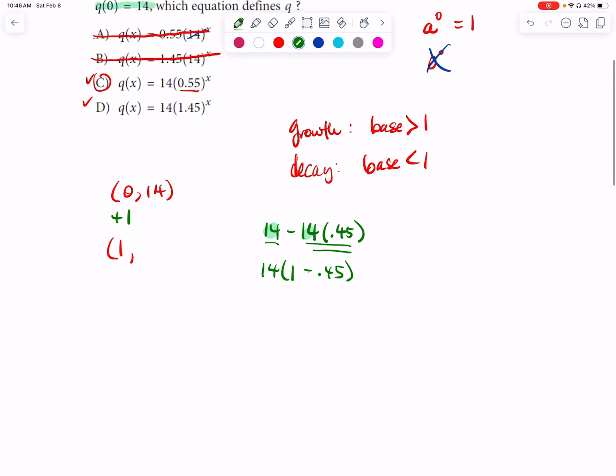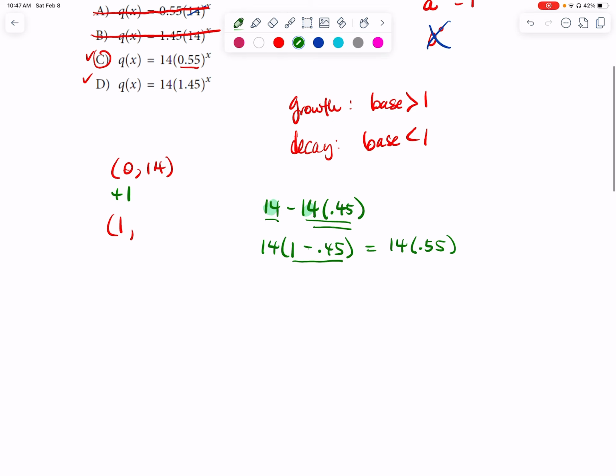And now let me just simplify this as 1 minus 0.45 gives us 14 times 0.55. That looks really familiar. That is, of course, that answer choice C again. So in general, what this equation looks like for exponential growth and decay, which you guys will tackle extensively in Algebra 2, is y is equal to some starting value, which I'll call A, times 1 minus, or plus, I should say, the rate raised to some sort of power.